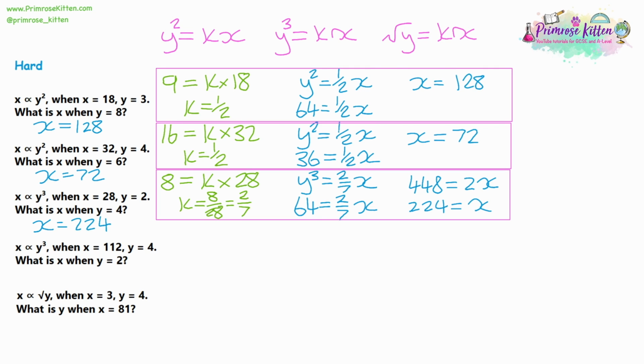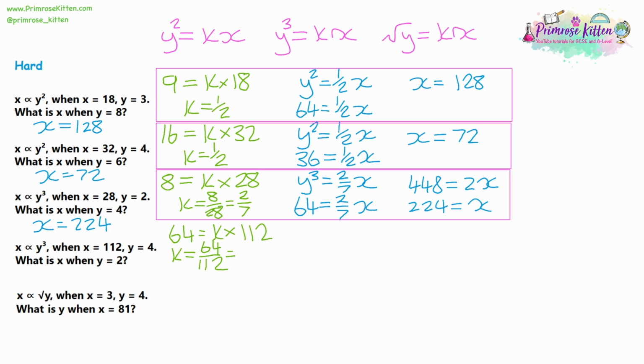Question 4 is another x is proportional to y cubed, so let's substitute in. So if y is 4, then y cubed is going to be 64, and that's going to equal k times x, which is 112. So let's rearrange this to make k the subject. So let's divide by 112. So k is going to be 64 over 112. So let's simplify the fraction.